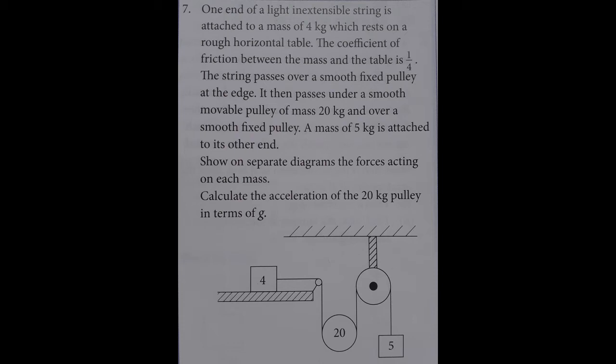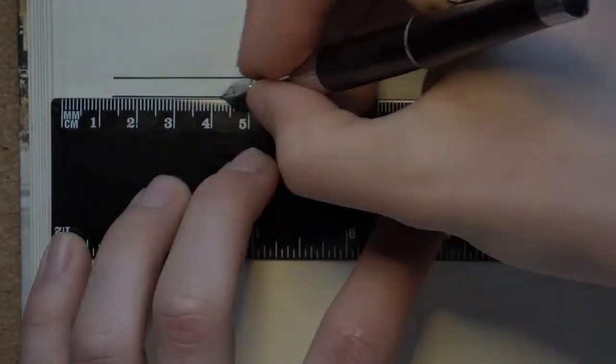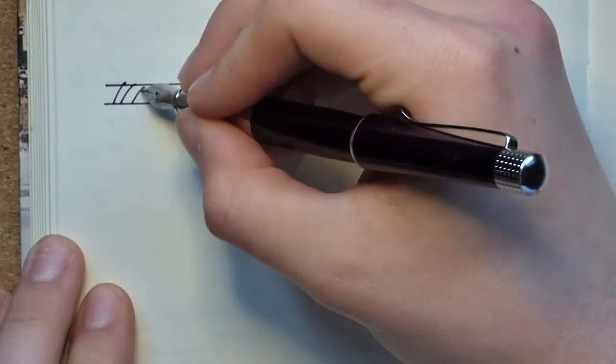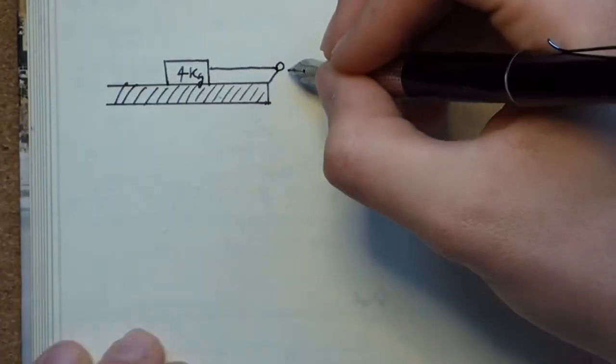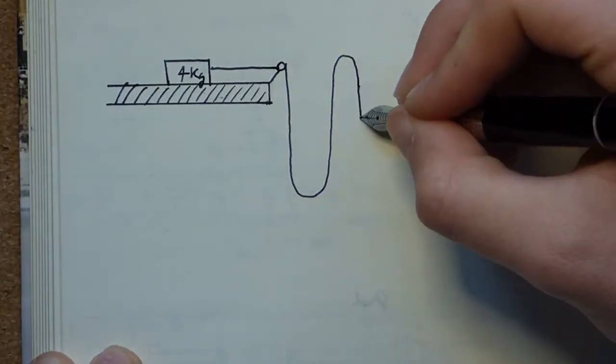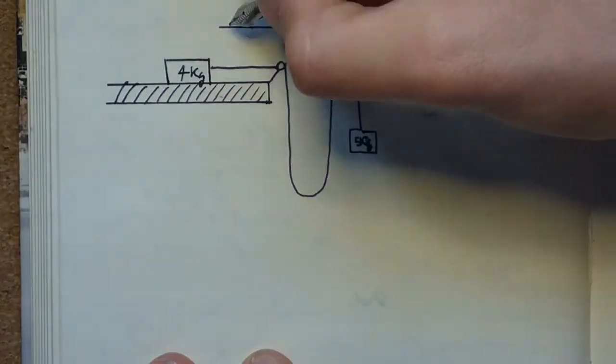Today we're going to be looking at this question here. If you want to read it all, you can pause it. But basically, it's asking you to find the acceleration of the movable 20 kilogram pulley, which is pulling a 4 kilogram mass on a table with friction coefficient of a quarter and a 5 kilogram free hanging weight.